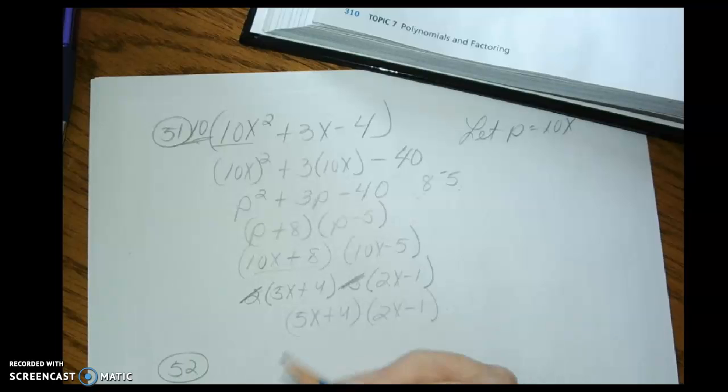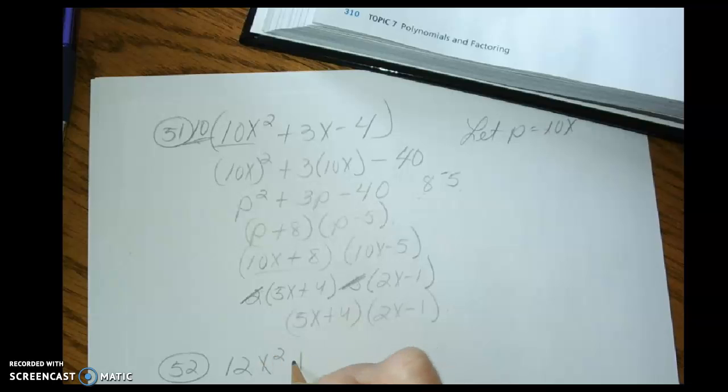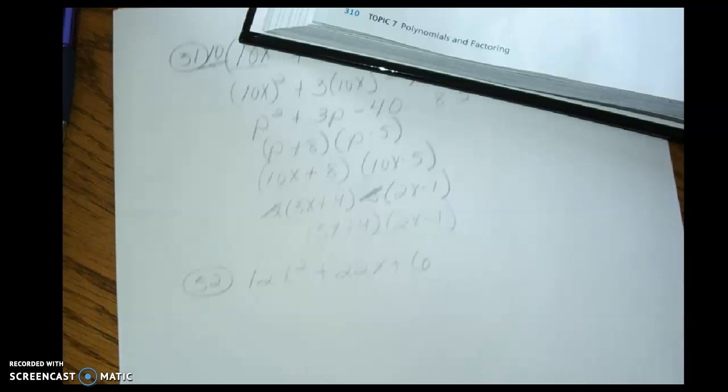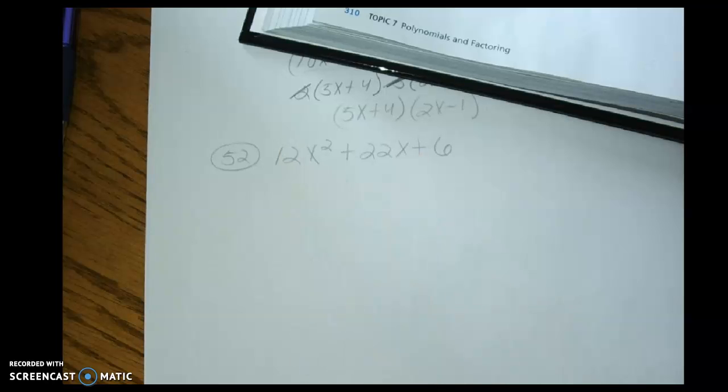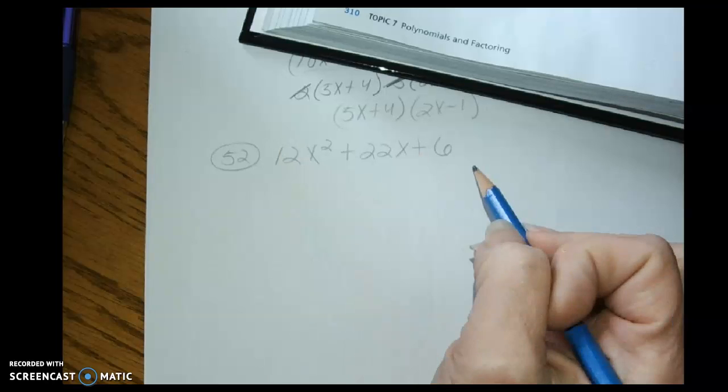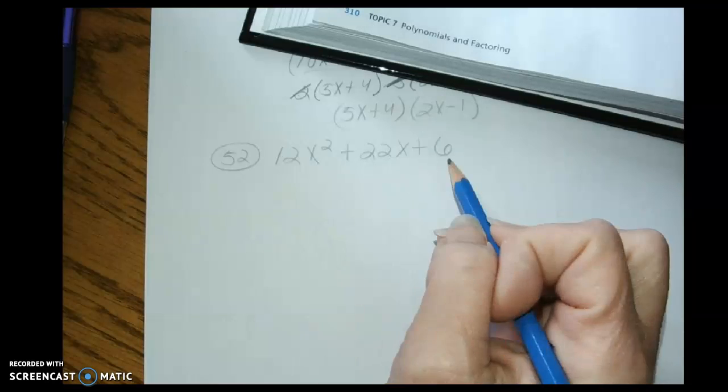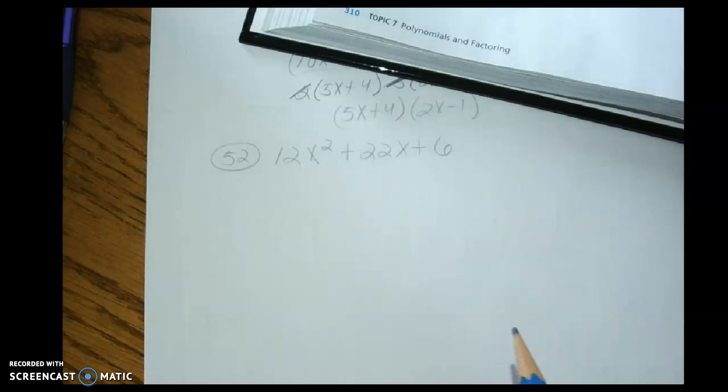52. The last one in this section, 12x squared plus 22x plus 6. Before I do any other kind of factoring, I look at these numbers. They already look kind of big, and the thing I notice right away is they are all positive. I'm going to pull out the greatest common factor, which in this case is a 2.